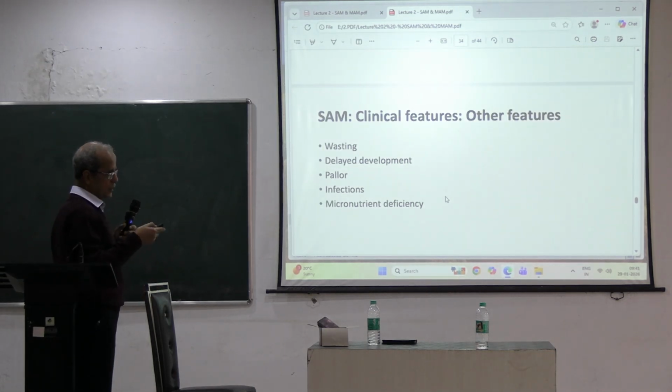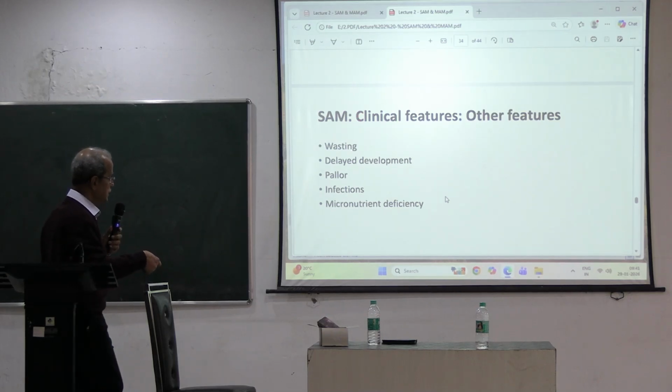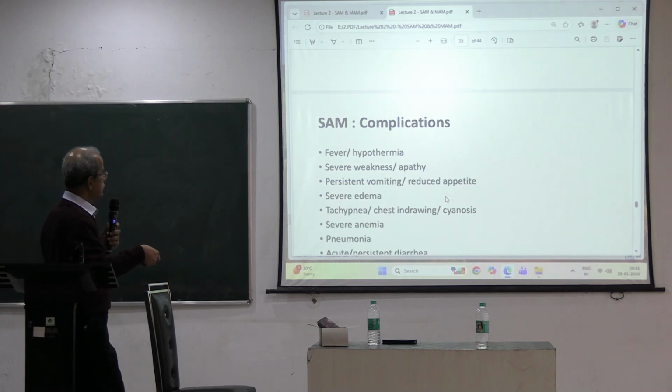Other features always present are wasting. In all cases of severe acute malnutrition, whether with edema or without edema, there will be wasting. That means the muscles will be wasted, whether you see it or not. Because of the edema, you might not see the muscle, but they are wasted. There is delayed development, pallor due to iron deficiency, folic acid and vitamin B12 deficiencies may be there, and recurrent bouts of infection will be there, and micronutrient deficiency. All sorts of micronutrient deficiency are associated with severe acute malnutrition.